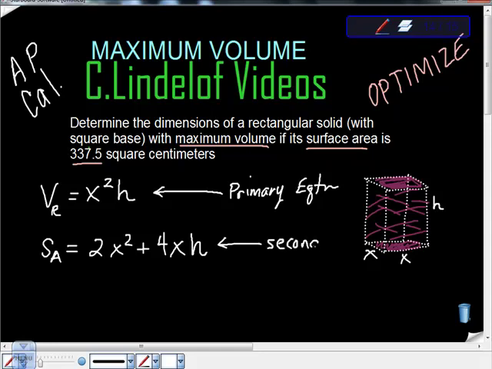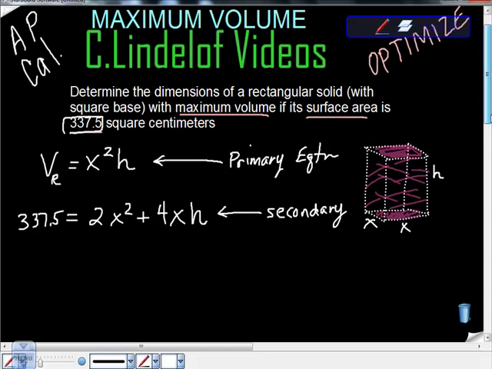A lot of professors prefer this to be called a constraint equation either way, and the reason that this is a constraint is because they give us this here. They say that the surface area has to total 337.5 square centimeters. So this actually looks pretty good.